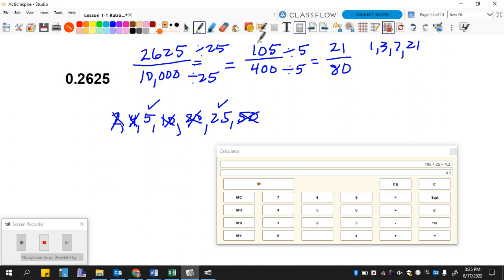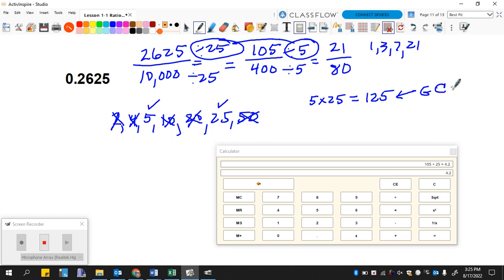The other thing we could have done was gone bigger. 5 times 25 is 125. So the greatest common factor would have been 125.